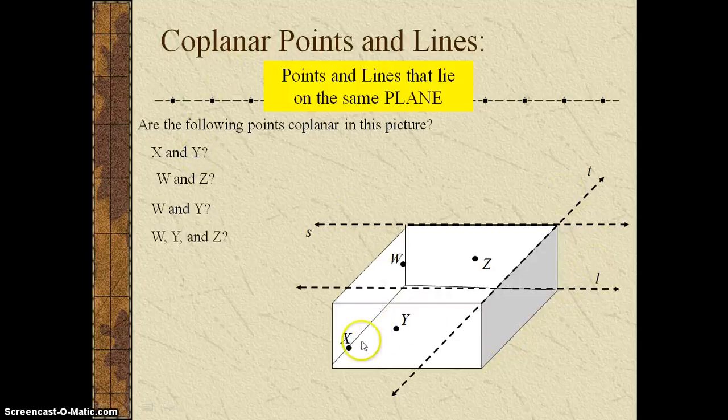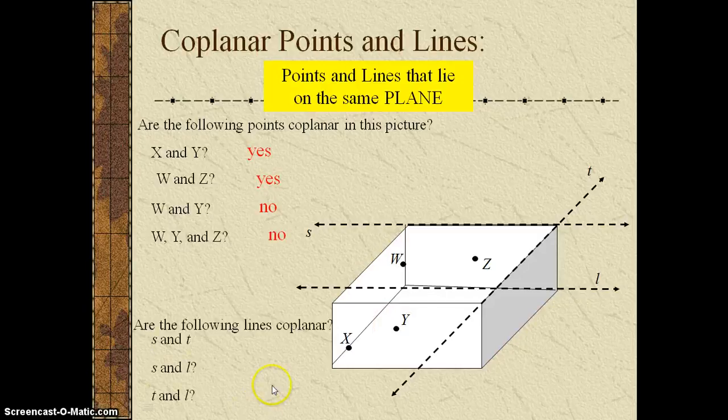X and Y, they are both on the bottom plane, so yes. Y and Z, they are both on the back plane, so yes. W and Y, these are not on the same plane, so your answer would be no. And then W, Y, and Z, W and Z are on the same plane, but W and Y are not, so the answer would be no.